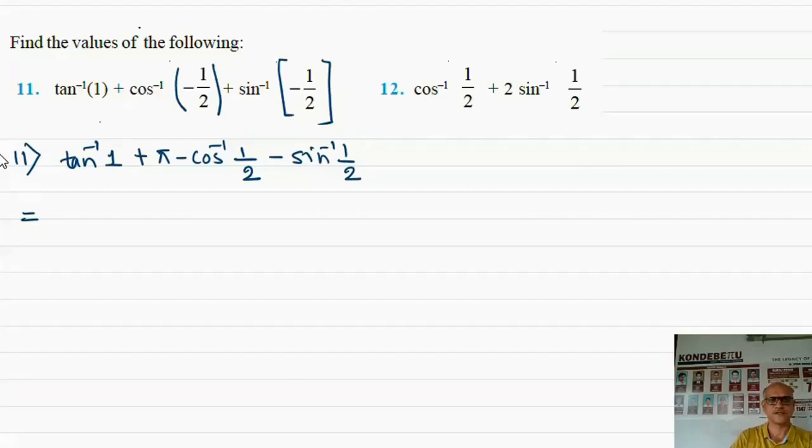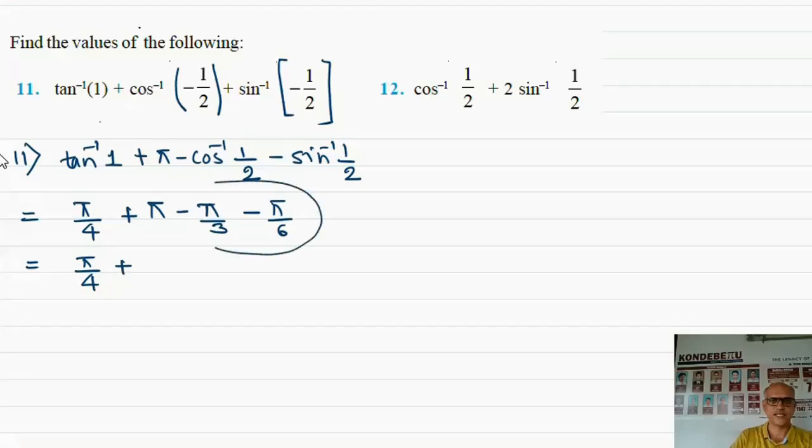Now I will substitute the values. When is the tan value 1? Very good. Pi by 4 plus pi minus, when is the cos value 1 by 2? 60 degree. So 60 degree in radian is pi by 3, minus sin, which is 1 by 2 at 30 degree. In radian it is pi by 6. So if I simplify pi by 4 plus, if you add these two inside the minus, it becomes 30 plus 60, 90. 180 minus 90 will be 90, so pi by 2.